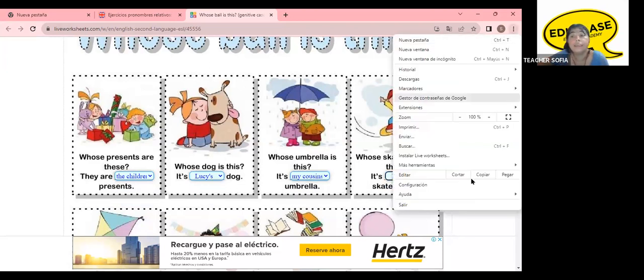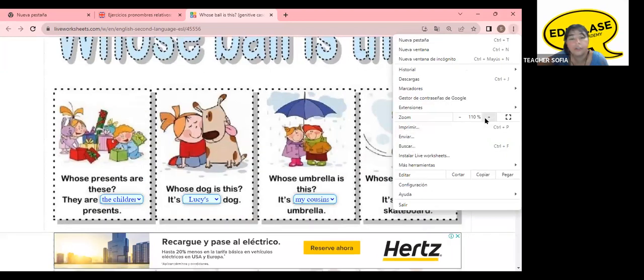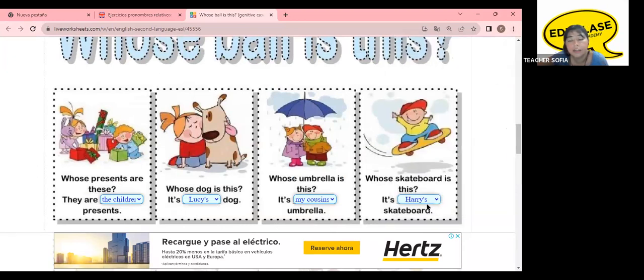So again, do you remember this structure? Saxon genitive: the children's, Lucy's, my cousin's, Henry's. Remember that that's another way to say that something belongs to someone. De los niños, de Lucy, de mis primos, de Harry.